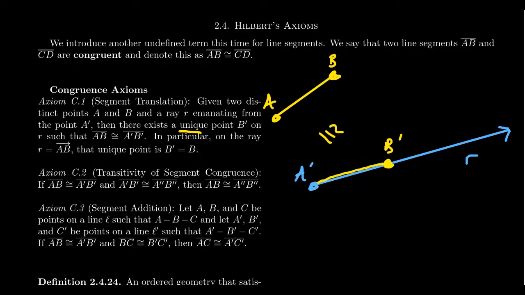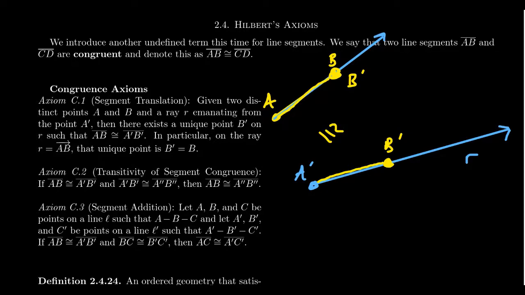In particular, of course, if you were to take the ray that emanates from A in the direction of B, right? So if you're looking at this ray right here, then the uniqueness statement tells us that if you translate the segment AB onto the ray AB, then of course this unique point that we were guaranteed must have been the point we started off with. So this uniqueness statement is built into the cake here. We'll actually use this a lot, in particular the uniqueness statement of segment translation is very, very important.